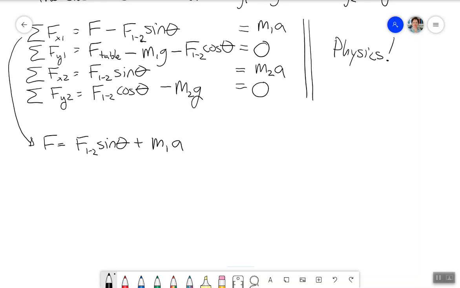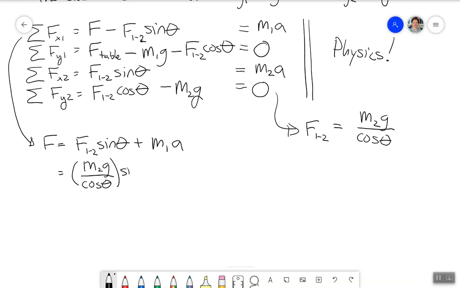So I realized that I can actually find what F1-2 is from this fourth equation here. Check it out. This means that if I solve for F1-2, that must be equal to M2G all over cosine theta. So I'm going to plug that in now. In place of F1-2, I'm going to write M2G all over cosine theta. And then I'm just going to keep writing sine theta plus M1 times A.